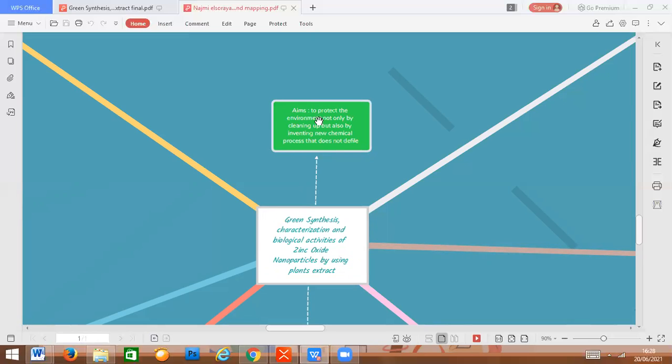Before that, I want to explain the aims. Why do researchers do green synthesis? The goal or aim of green synthesis is to protect the environment, not only by cleaning up, but also by inventing new chemical processes that don't defile. This is the aim of green synthesis.